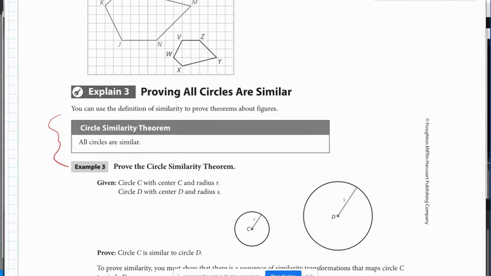And then on page 592, note that all circles are similar. All circles have exactly the same shape. So if you start with a small circle, you can dilate it by some constant, and it'll match the large circle exactly. So all circles are similar because you can use a simple dilation and a translation to map one circle to another.